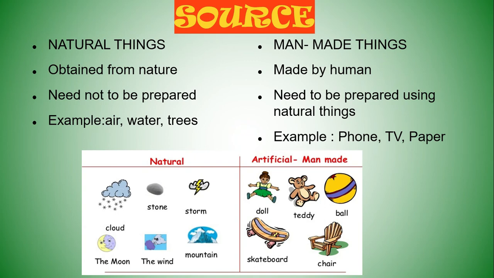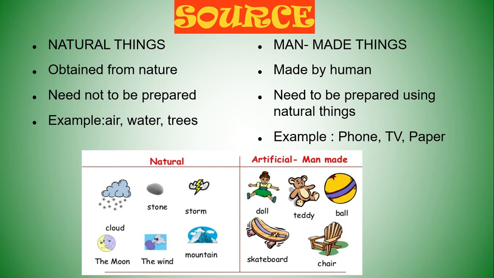What are natural things? We know what natural things are. These are obtained from nature and they need not be prepared. Example: air, water, trees, moon, wind, mountains. These are all natural things. We don't need to prepare them. We drink water, the air we breathe. Do we prepare them? No. These are all available in nature. So they are natural things.